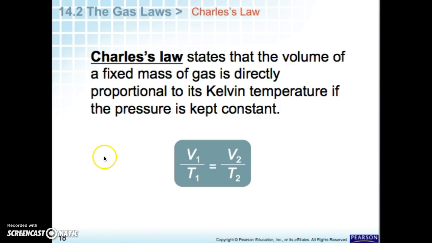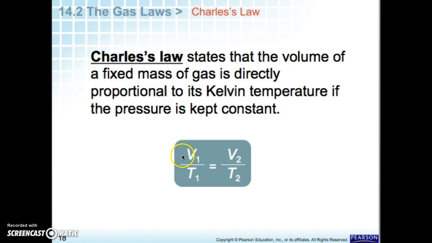The second gas law equation is called Charles's law. And that states that the volume of a fixed mass of gas is directly proportional to its Kelvin temperature if the pressure is kept constant. So constant pressure, constant amount of gas, the volume and temperature, they're directly proportional. So when things are directly proportional, it means that they both increase or they both decrease. They go the same direction.